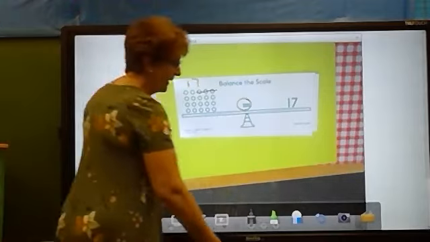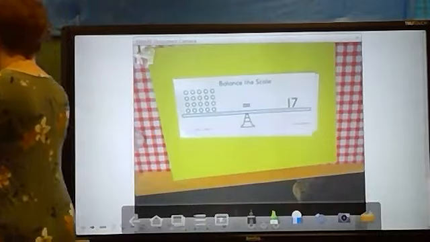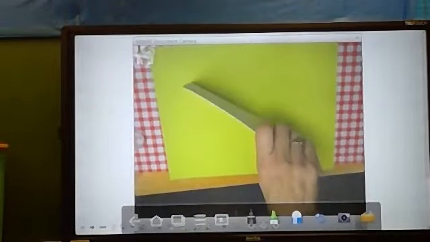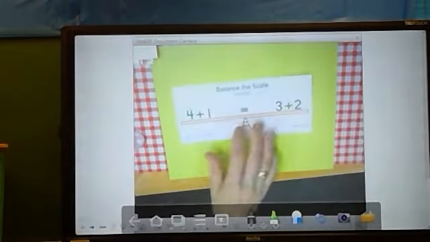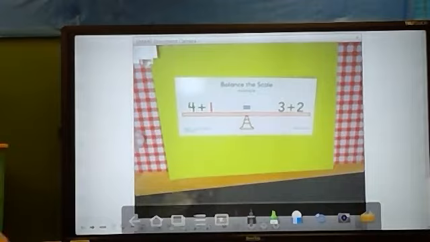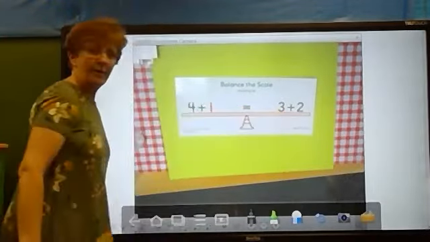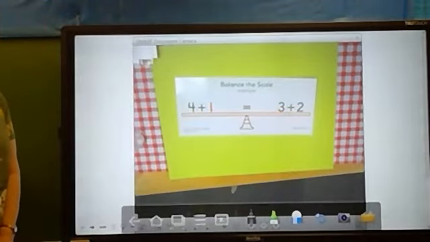All right, now we're going to move away from this, and we're going to do it with numbers. Okay, so here's an example. On this side of the scale, we had 3 plus 2. 3 plus 2 equals what? If you said 5, you're correct.